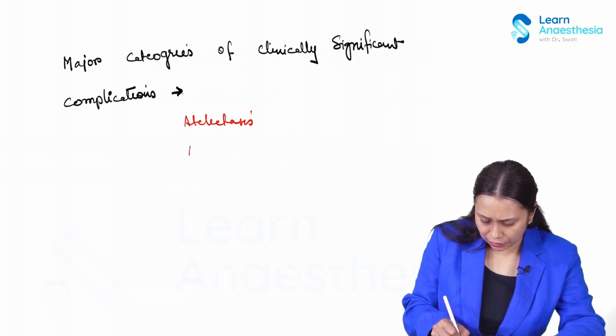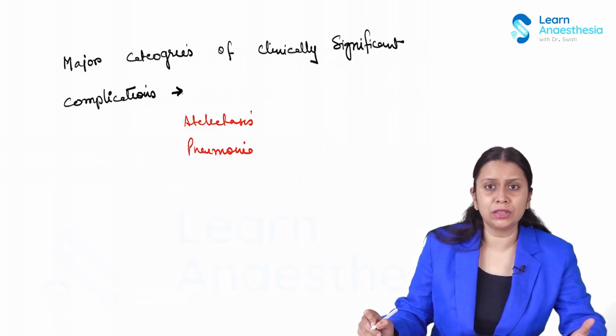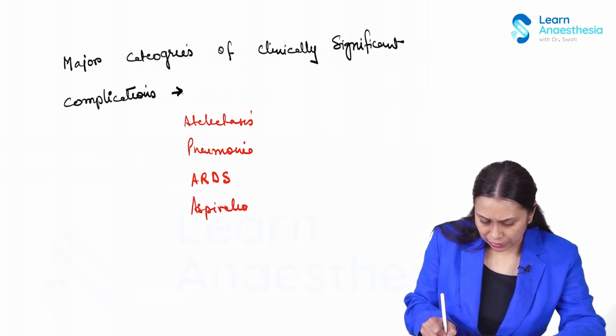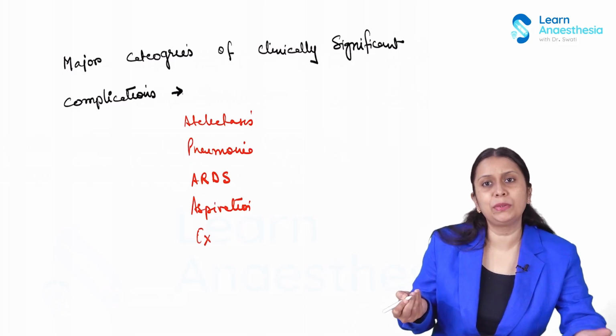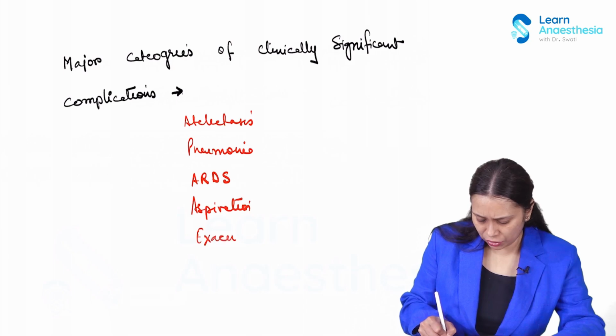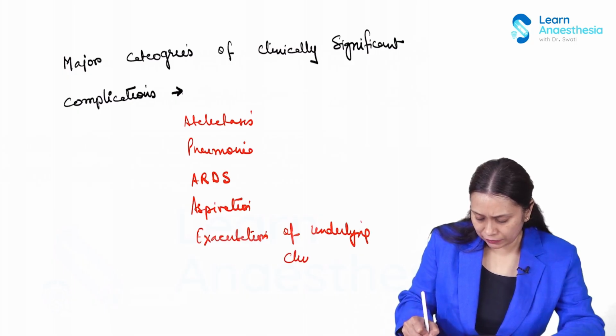Then pneumonia. A number of patients in the post-op period who are predisposed to some pre-op infection can develop pneumonia. Then ARDS, that is adult acute respiratory distress syndrome. Then aspiration. Then exacerbation of the patient's pre-existing pulmonary diseases like COPD and asthma. So exacerbation of underlying chronic lung disease, right?